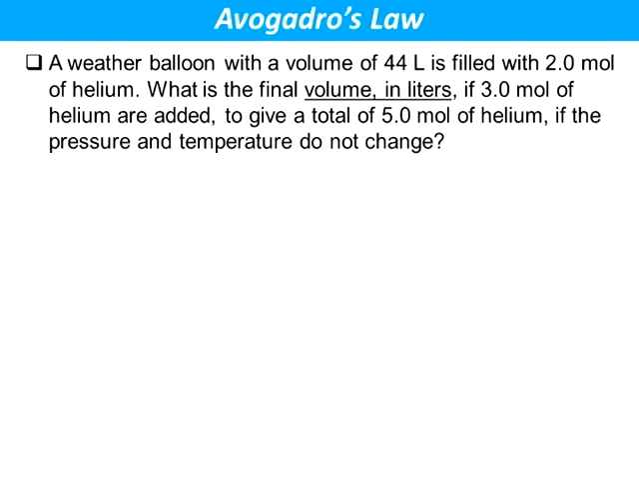What about the next problem? A winter balloon with a volume of 44 liters is filled with 2.0 moles of helium. What is the final volume in liters if 3.0 moles of helium are added to give a total of 5.0 mole of helium if the pressure and temperature do not change?